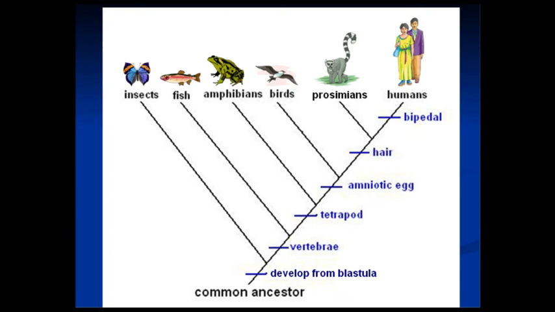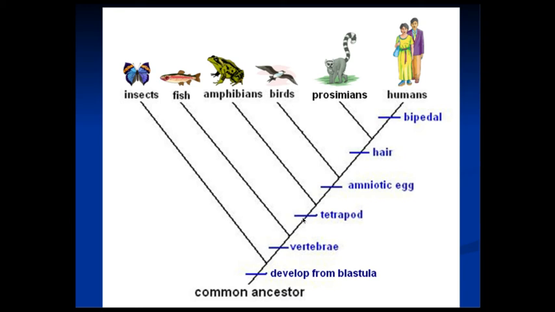This is a cladogram. You always start with common ancestry on the bottom here, and you start moving up. All of these organisms develop from a blastula, which is just a developmental thing. So you have insects, fish, amphibians, birds, primates, which are like monkey type things, and then humans. All of these have vertebrae except for the insects. Insects do not have vertebrae, so they're behind the vertebrae characteristic. I hope you noticed that. So vertebrae is here in the middle. Behind it is the common ancestor and the insects.